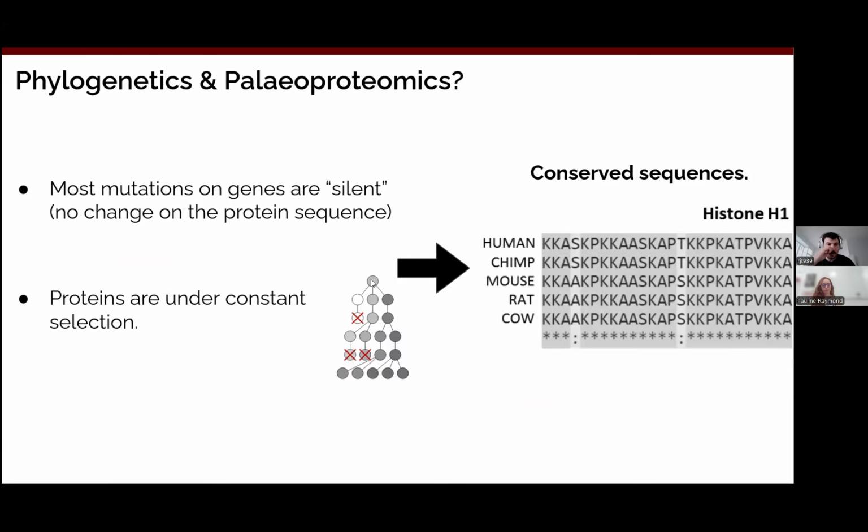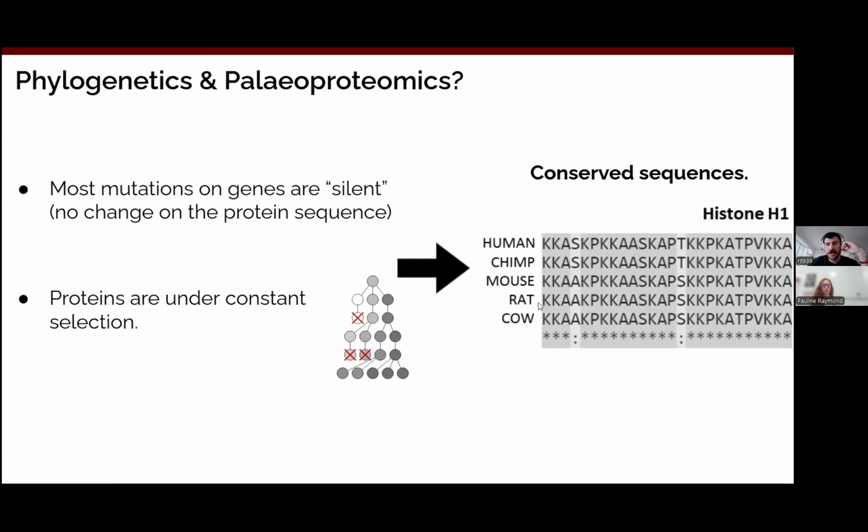In addition to this, most mutations on genes are silent or synonymous, meaning that they happen on the DNA level, but they don't cause a change on the protein sequence itself. And also proteins are generally under constant selection, meaning that their sequences are very conserved even across species.